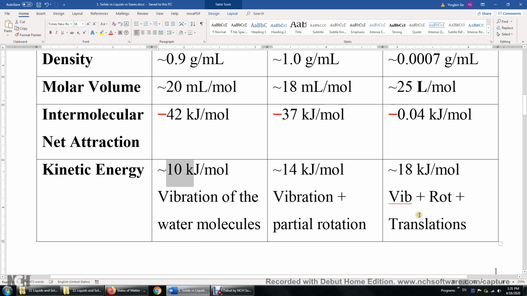What about the gas phase? You watched the animation and you can see in the gas phase water molecules can translate freely. They move around at several hundred meters per second. Because of this additional translation motion, the kinetic energy of water molecules in the gas phase is greater than that in the liquid phase. These three numbers are not quite different from each other, but remember the kinetic energy of water molecules in the solid phase is smaller than that in the liquid phase, which is smaller than that in the gas phase.